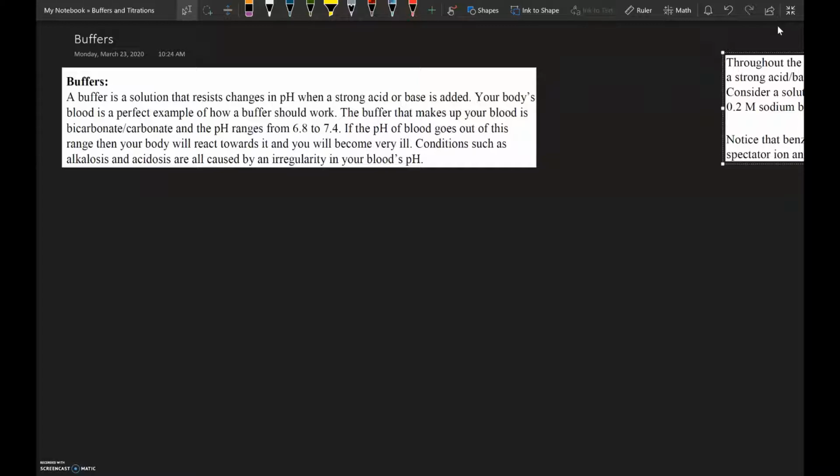Now, the pH of your blood has to be within a specific range. If it goes out of this range, you will develop health problems, and these health problems could potentially kill you or put you in hospital. The pH range depends on the book or resource you use. It ranges between 6.8 to 7.4, and it consists of the bicarbonate carbonate buffer.